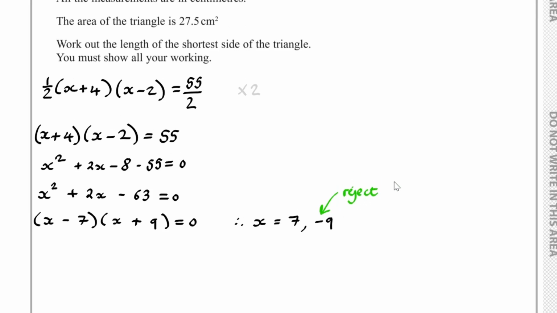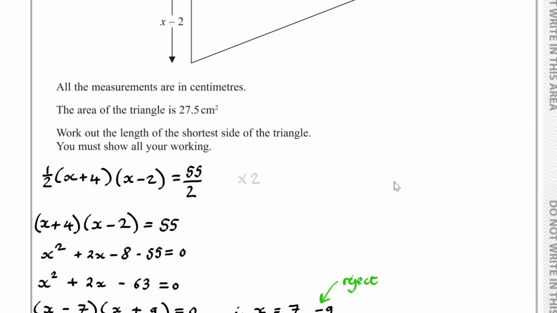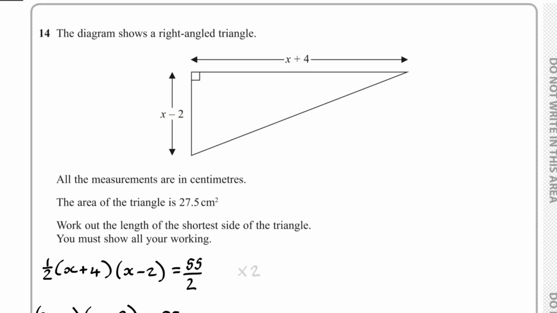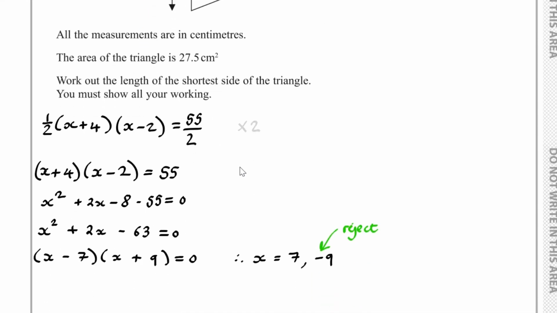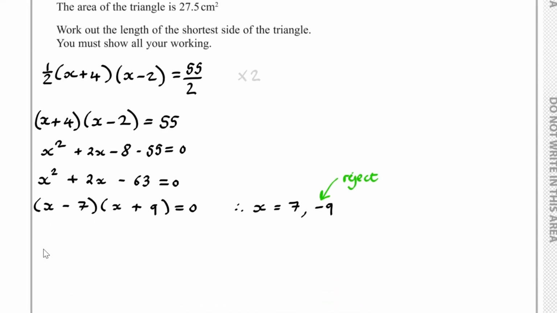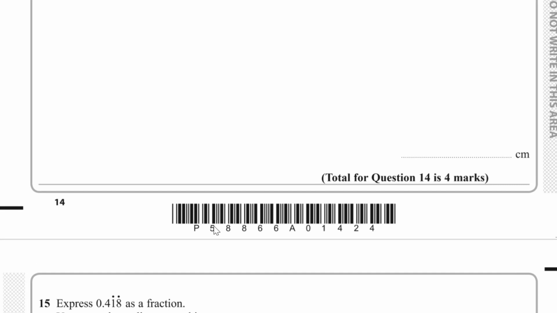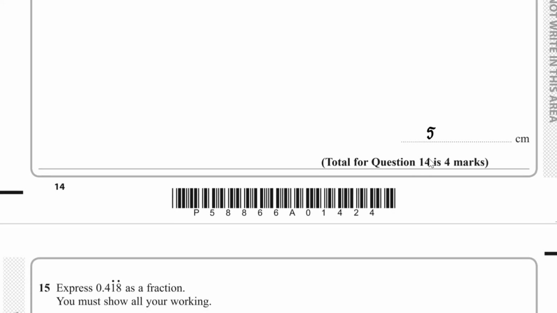The reason we want to reject it is because length can't be negative. So the shortest length, if x is equal to 7, this length over here is going to equal 7 plus 4, which is 11. This length over here is equal to 7 minus 2, which is 5. Of course, this length will be the longest side because of Pythagoras. So the length of the shortest side is 7 minus this 2, which is equal to 5. So we have here 5 centimeters.